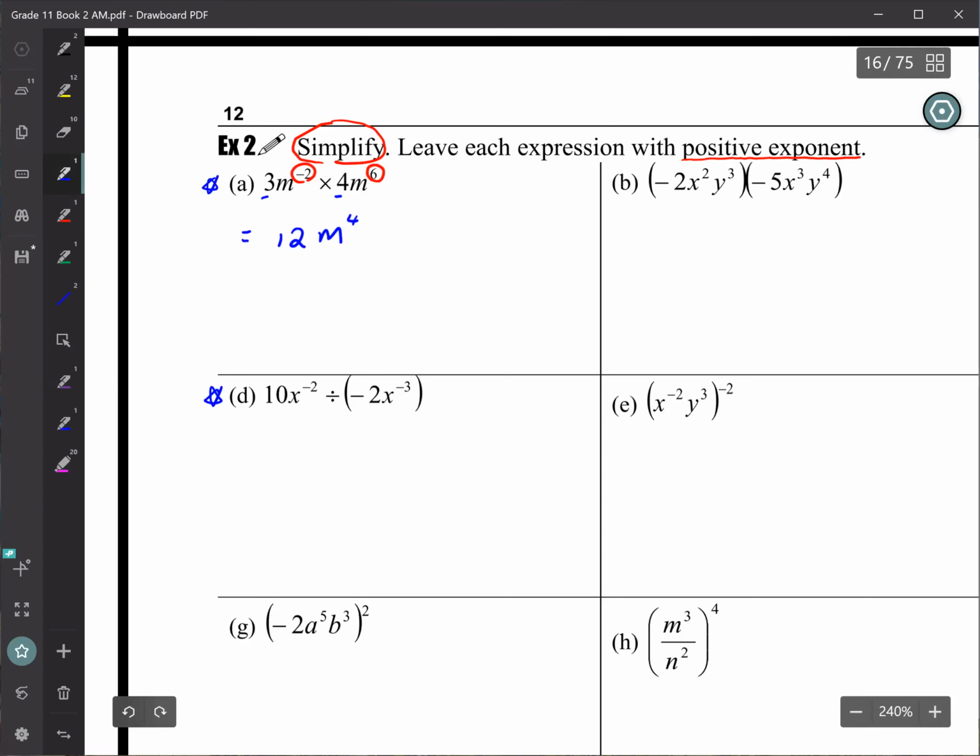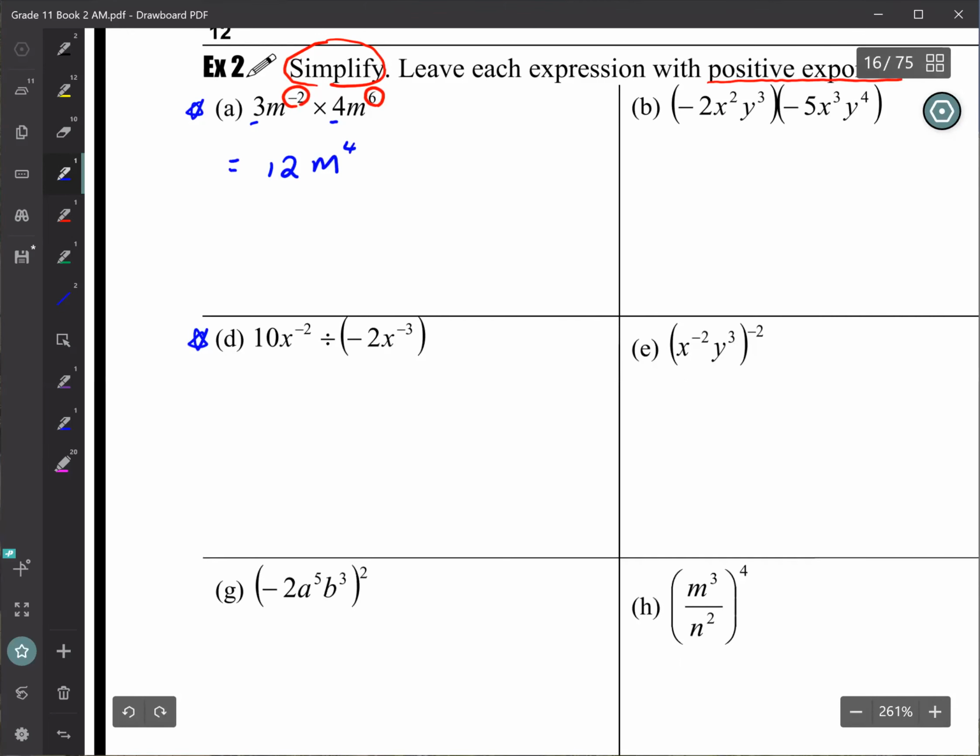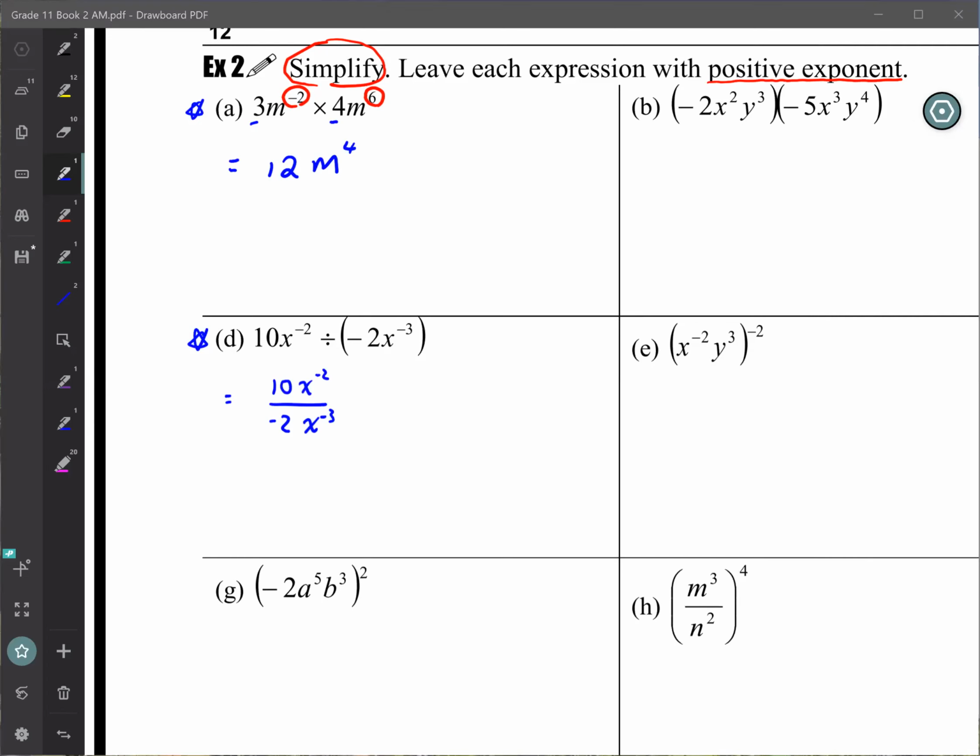We'll look at question D. We'll go over all the left-hand side together. Question D is dividing. Same thing, if you like, you can write it as a fraction, or you can just divide directly, it doesn't matter. Sometimes the question is presented like a fraction. I'll let you try this one. This is dividing, so you need to subtract exponents.